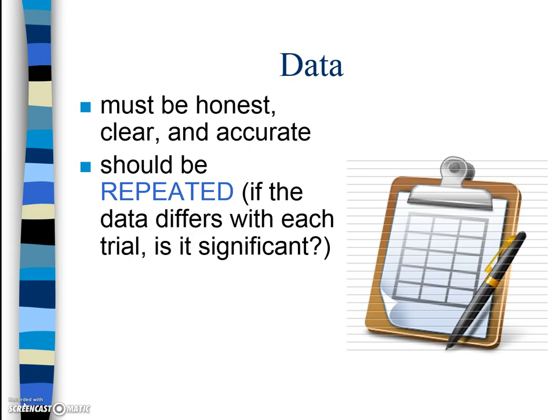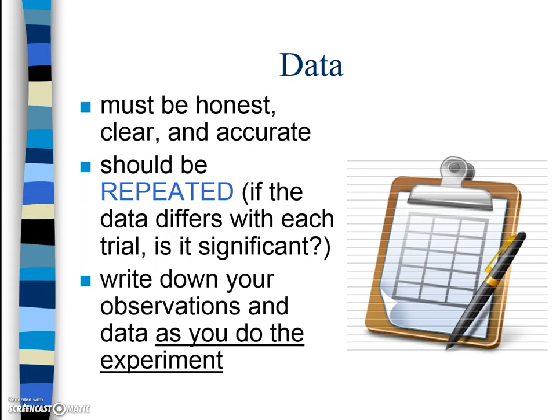It should be repeated. So if the data differs with each trial, is this going to have a bearing on your experiment? Is it going to change your hypothesis? Does it make your data wrong? Things like that. So make sure that you're always doing this experiment a couple of times, so that way you can kind of see what things are occurring more. You also need to write down your observations and data as you do the experiment. So make sure you have all three of those things down on your data flap on your scientific method foldable.